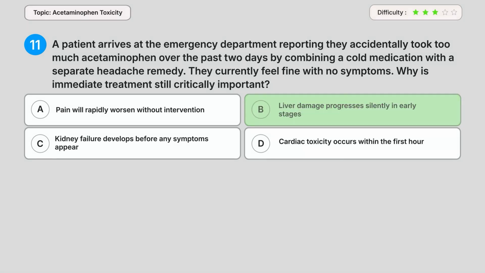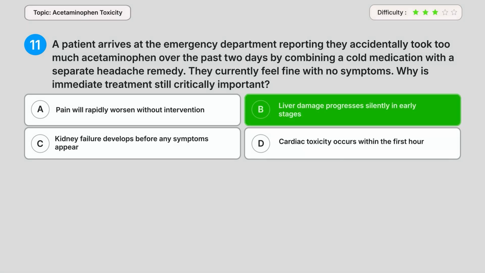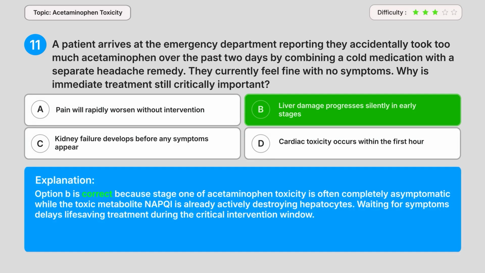Correct answer, B. Liver damage progresses silently in early stages. Explanation: Option B is correct because stage 1 of acetaminophen toxicity is often completely asymptomatic, while the toxic metabolite NAPQI is already actively destroying hepatocytes. Waiting for symptoms delays life-saving treatment during the critical intervention window.